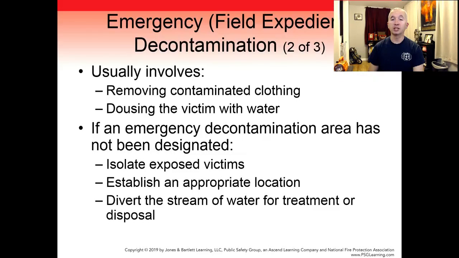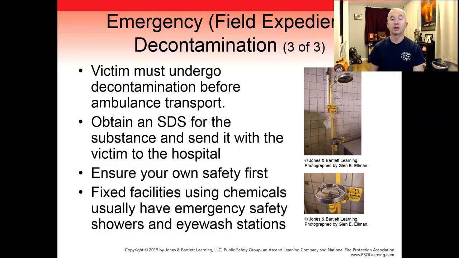If an emergency decontamination area has not been designated, isolate the exposed victim in a contained area. Establish an appropriate location, diverting the stream of water to an area where it can be treated or disposed of later. If adequate decontamination is not performed, the victim should not be allowed to be transported by ambulance to the emergency room or the hospital. The emergency room will actually not admit the individual until decontamination has taken place.